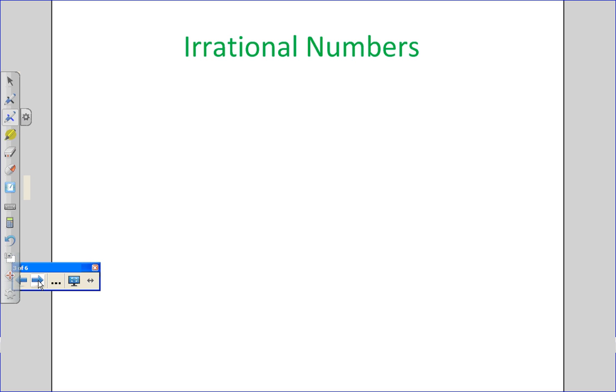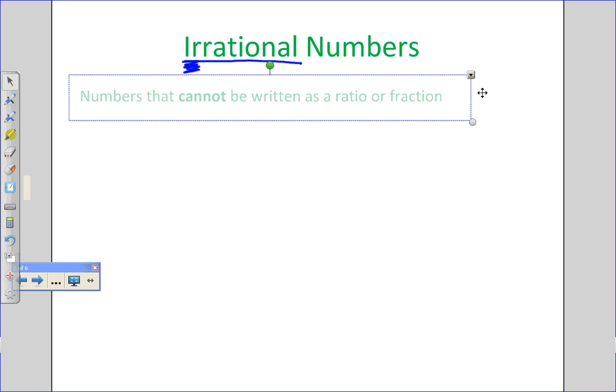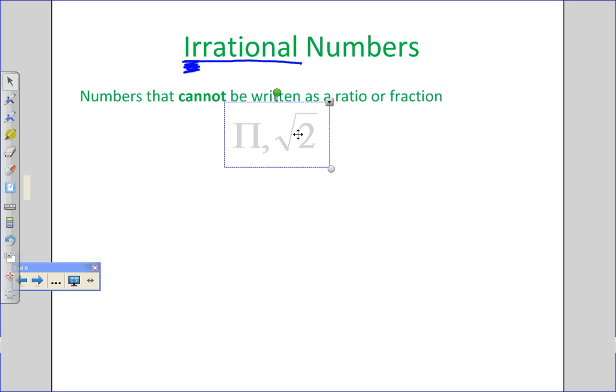The other type of number is irrational. And here the "ir" in front of it means not, or not rational. So it makes sense that this means numbers that cannot be written as a ratio or fraction. We haven't seen as many of these in the problems that we usually do, but a couple examples are pi and square root of 2. You can see that they can't be written as a fraction with an integer on top and an integer on bottom. It's just not possible when they're irrational.